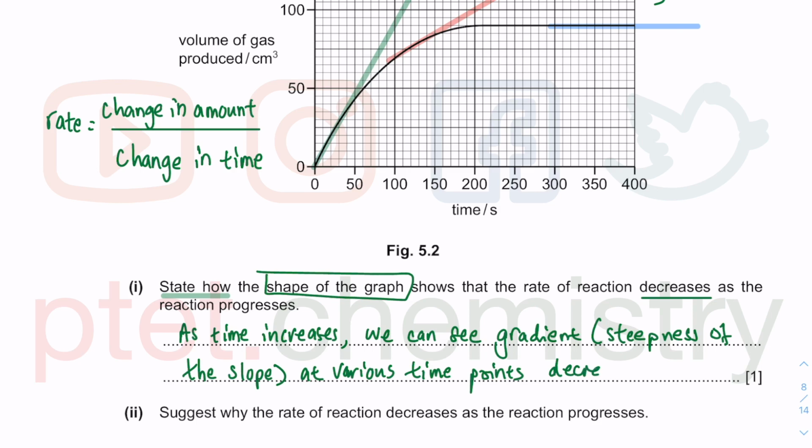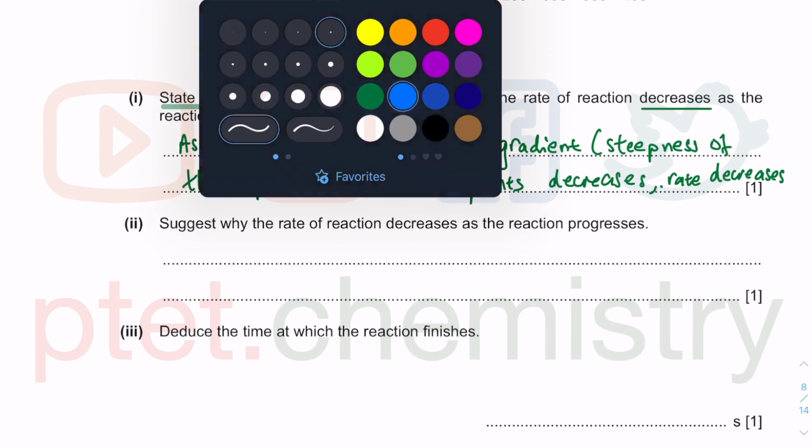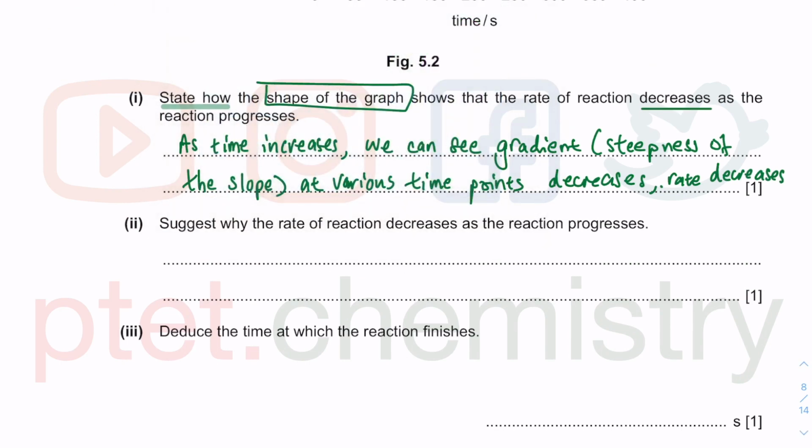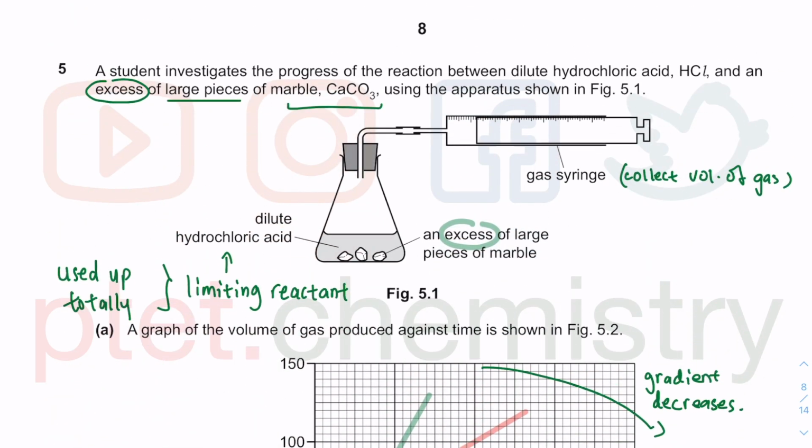It becomes less steep and rate decreases. So therefore, rate decreases or rate becomes slower. This suggests why the rate of reaction decreases as the reaction progresses. We need to be very careful because the question did mention that we have excess of large pieces of marble. You cannot say that the reactants get used up. Well, this is not used up, so we need to be very careful what is actually used up.